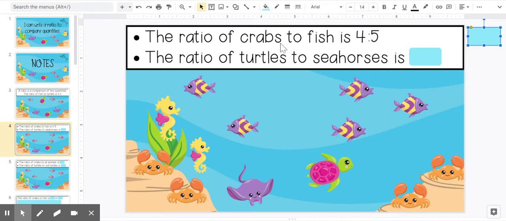The ratio of turtles to seahorses is, we're going to count the turtles first, 1. Then the seahorses, 1, 2. So 1 to 2.